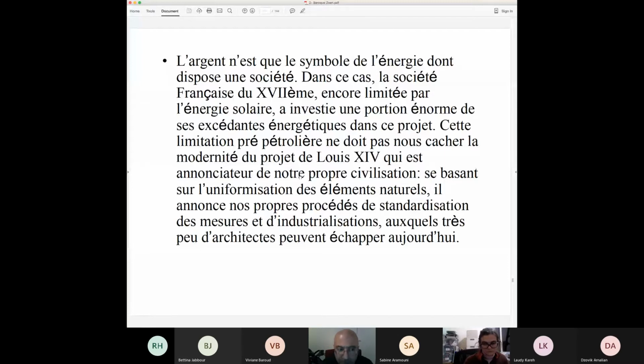It bases itself on a uniformization of natural elements, and it allows our own process of standardization, and our own processes of industrialization, from which very few architects and landscape designers can escape today. And I'll explain it in a while.